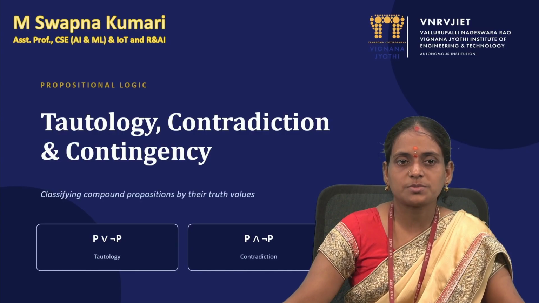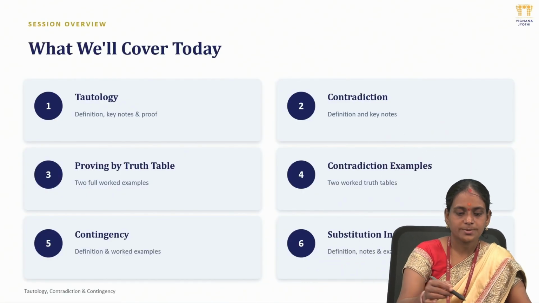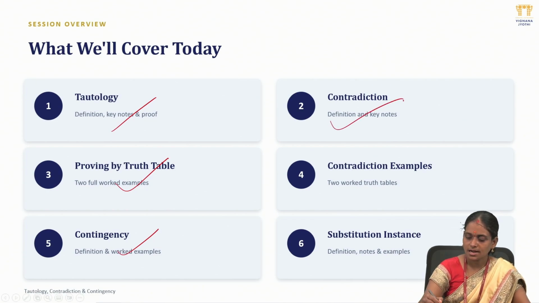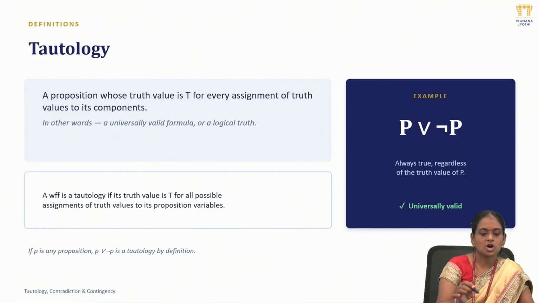We are going to get problems for long answer questions. So we will see what tautology means, how to prove it by truth table, and also contingency, contradiction and different examples. And in addition to tautology, contradiction and contingency, we have one more small topic, that is substitution instance. So here, tautology.